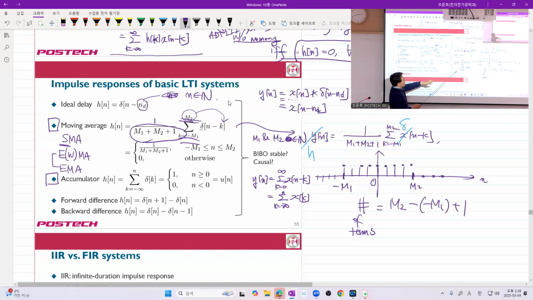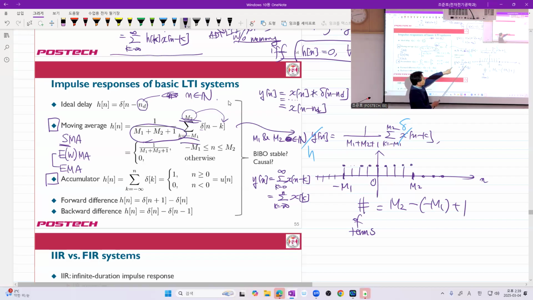Yeah. So let's take a look at the lower one. So the current output is what? The summation of the current input, which is x of n, and the one time instant previous, x of n minus 1, n minus 2, up to x of negative infinity. So the current output is a summation of all the past values and the current value.